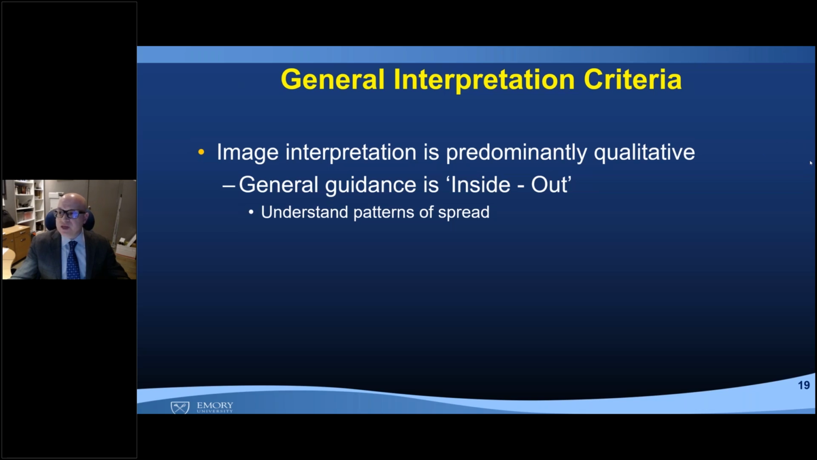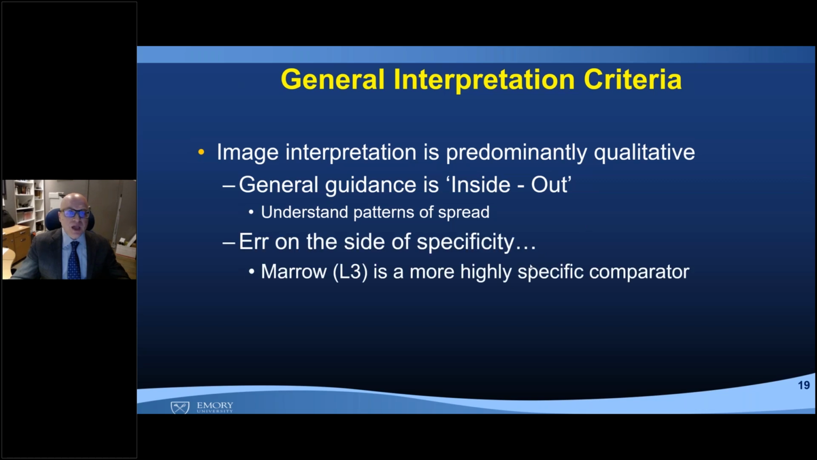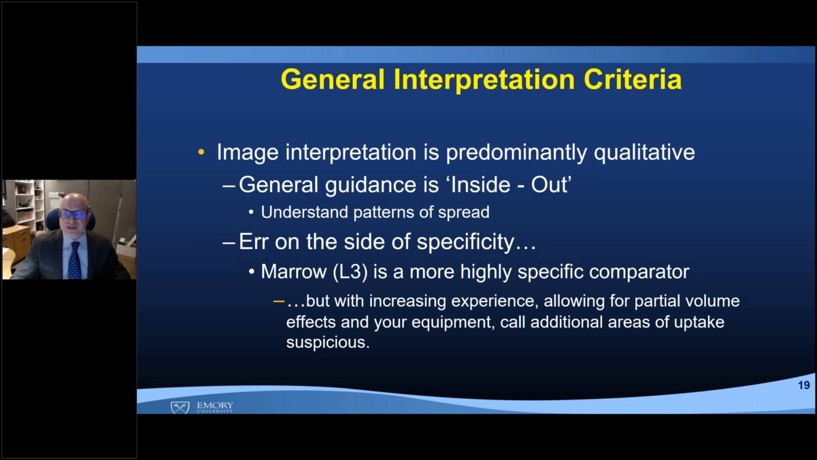That's how prostate cancer spreads. So you want to err on the side of specificity, especially when you're first reading. MAR at L3, assuming L3 is normal, is a more highly specific comparator. With increasing experience, allowing for partial volume effects and your equipment, you can call additional areas of uptake suspicious. You could ratchet down your threshold with smaller lesions.